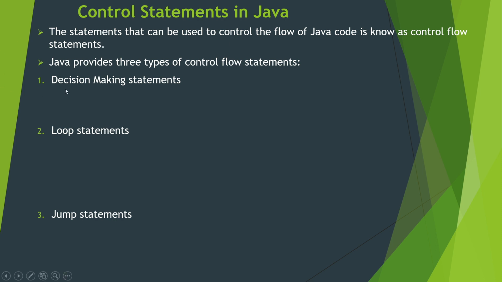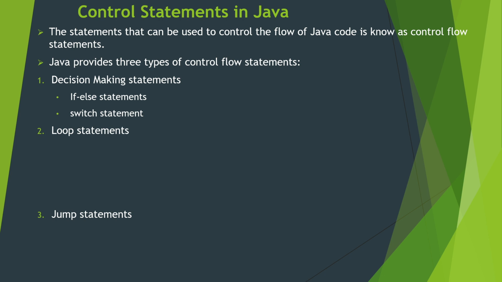Looking at the first, decision making statements, as the name suggests, decide which statement to execute and when. To do that, we have two statements, if else and switch statements. So these two statements are for decision making.